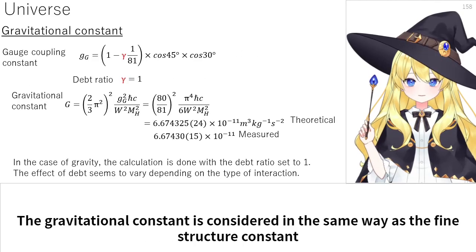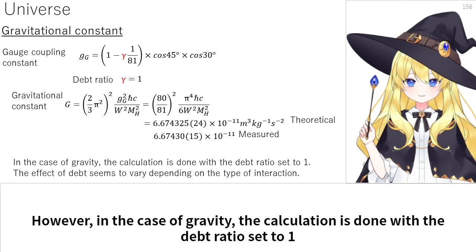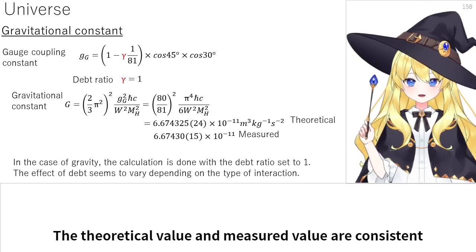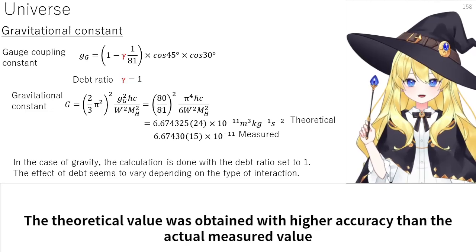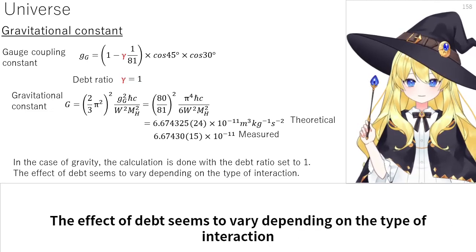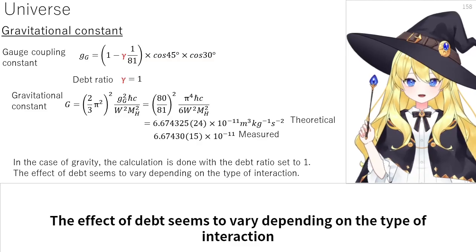The gravitational constant is considered in the same way as the fine structure constant. However, in the case of gravity, the calculation is done with the debt ratio set to 1. The theoretical value and measured value are consistent. The theoretical value was obtained with higher accuracy than the actual measured value. The effect of debt seems to vary depending on the type of interaction.